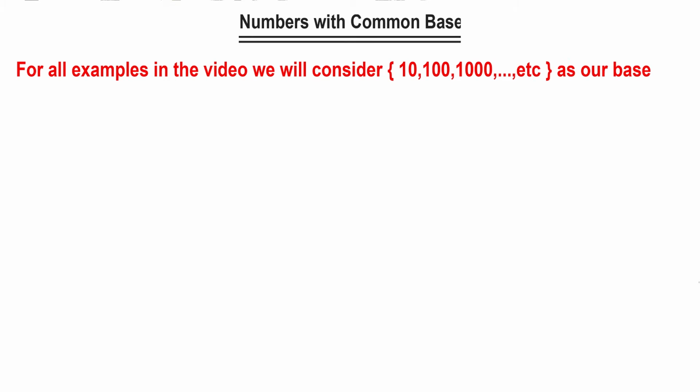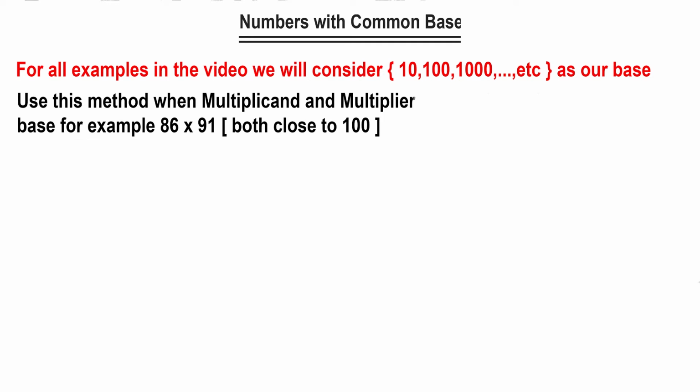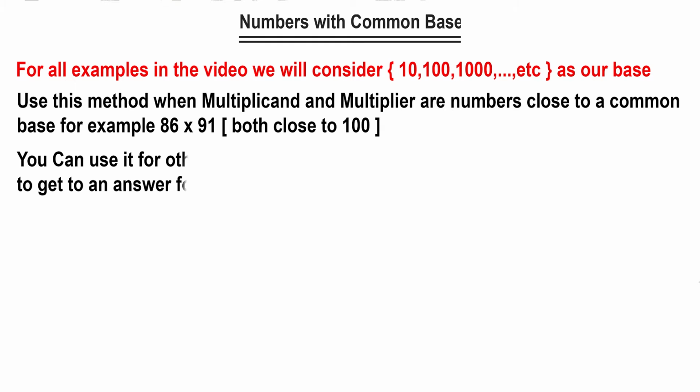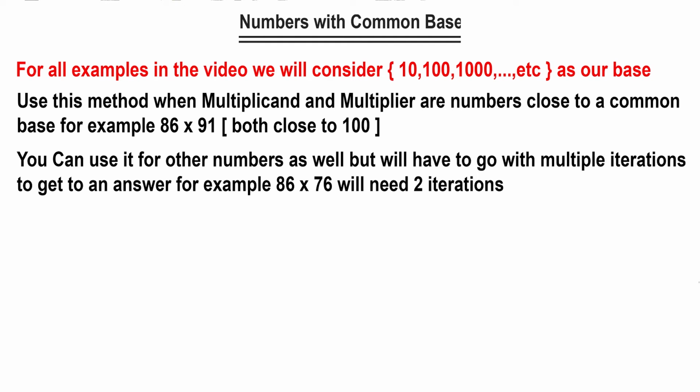Today we will be looking at multiplying two numbers using the concept of a common base. What we will be looking at is deficiency, that is, how much our number is less than or more than the base. As shown, our base numbers would always be 10, 100, 1000, etc. This method is best used when both our multiplicand and multiplier are numbers close to the base. In the example shown on the screen, both 86 and 91 are close to the number 100.